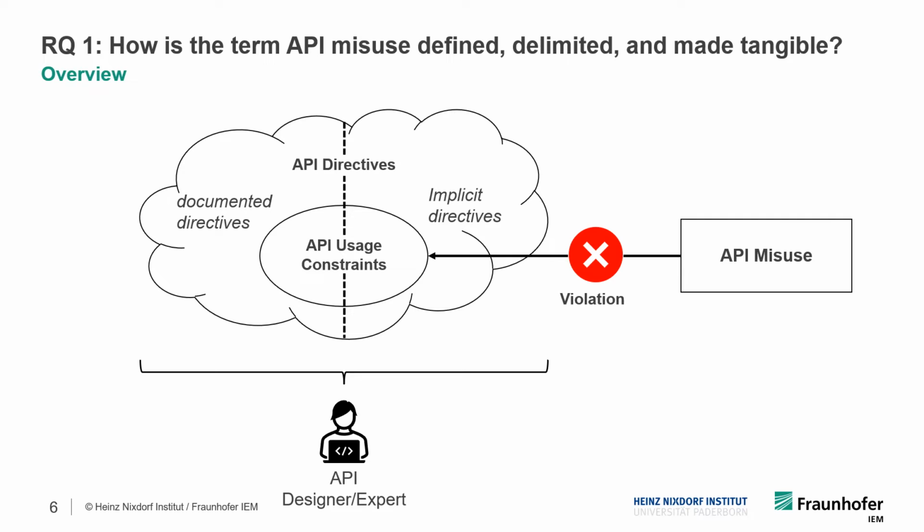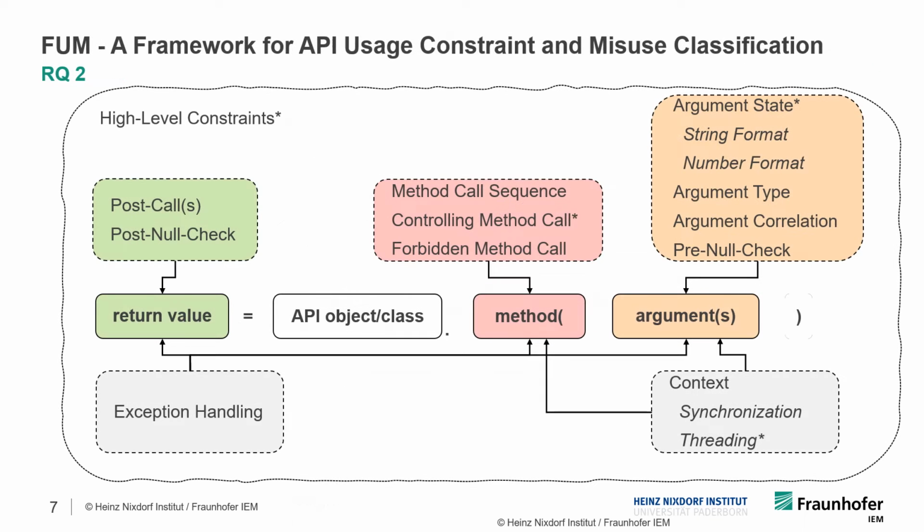Overall, we use these results to derive 4 definitions, the last one for API misuses as a violation against an API usage constraint I just stated, and thereby we answered our first research question. With the overview of our definitions from research question 1, the next step is answering our second research question for a classification framework. We have derived our classification framework from 23 different studies.